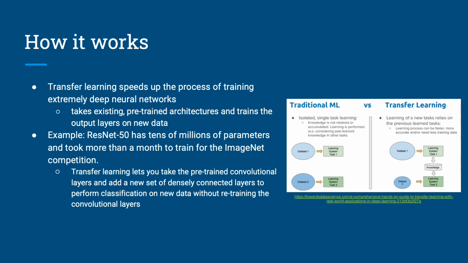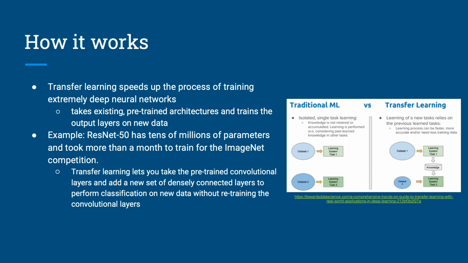Transfer learning speeds up the training of extremely deep neural networks by taking existing, pre-trained architectures and training only the output layers on new data. This is different from traditional machine learning because it learns new tasks based on knowledge it already has, as opposed to learning without consideration for those past learnings.